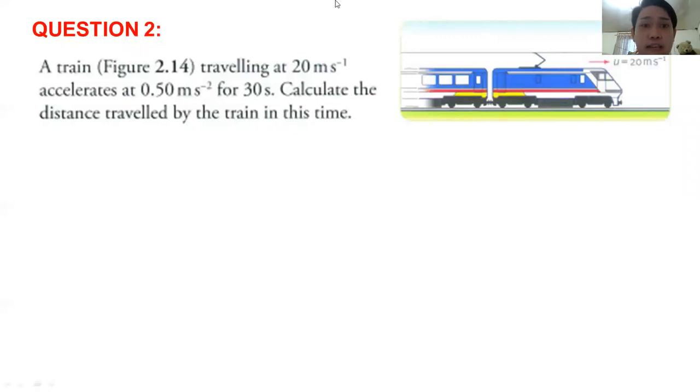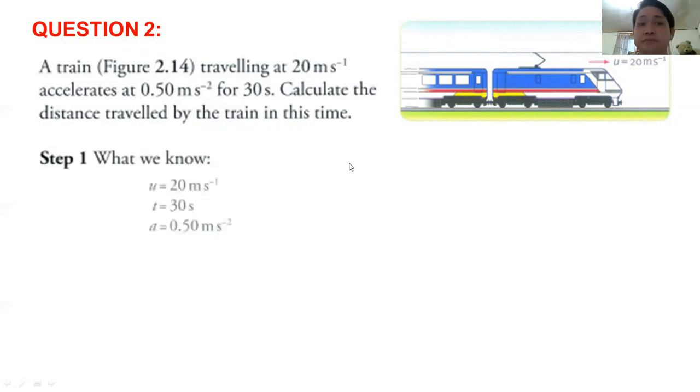Of course, as what I said, in problem solving, we have to identify the problem and identify the given. So what we know here are the initial velocity is 20 meters per second, while the time here is 30 seconds, and then it accelerates at 0.50 meters per second squared. So I want you to try it on your seats if you want. So what we want to know is, of course, to calculate the distance traveled by the train in this time.